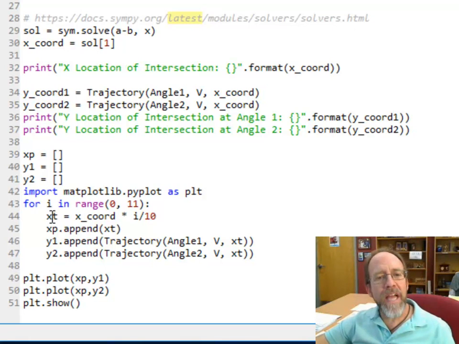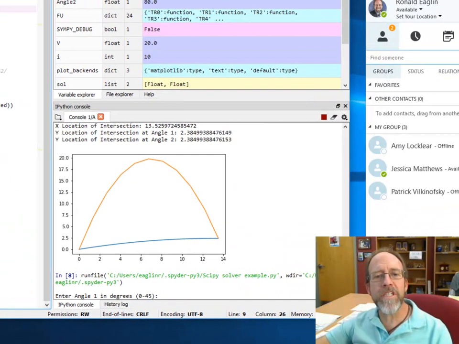And so then I can calculate the xt by saying x coordinate times i divided by 10, and the range is 0 to 11. And then I just put together the two arrays, and then I plot both of them on the same plot. So let's run this baby. I'm going to hit run, and I'm going to bring this over here so you can see it.